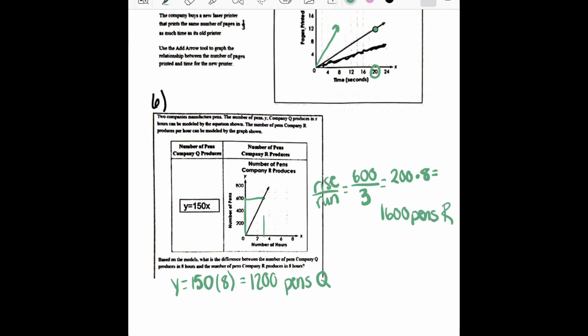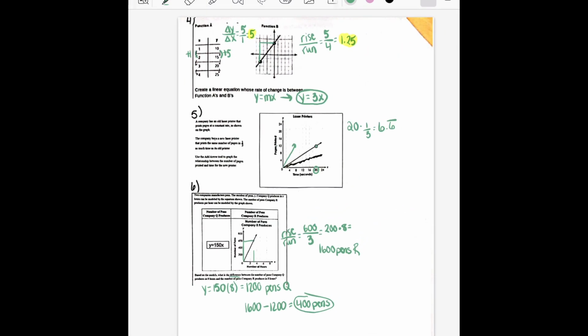for company R. So they want to know the difference, which the difference means subtraction. So we are going to do our bigger number, which is 1,600 from company R minus 1,200 from company Q, and that is going to give us 400 pens. So we got to make sure we're answering all parts of the question.